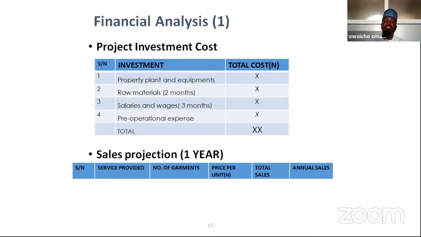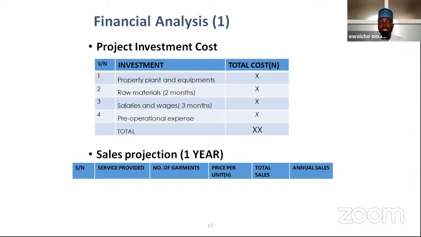Your financial analysis is where you add money to both your technical and your market analysis. You bring the financial aspect first. Like here, we're bringing the financial aspect of the technical, such as what property, plant, and equipment, how much will they cost? How much is your raw material for 2 months cost? What salaries, your salaries and wages for 3 months, and other expenses. Then it's also under financial analysis that you do the full sales projection properly.